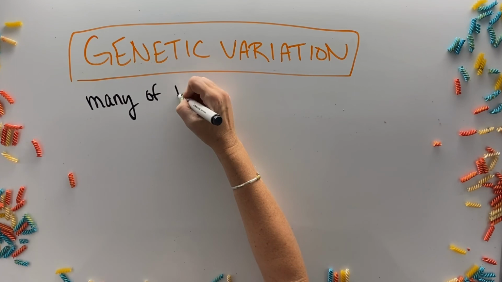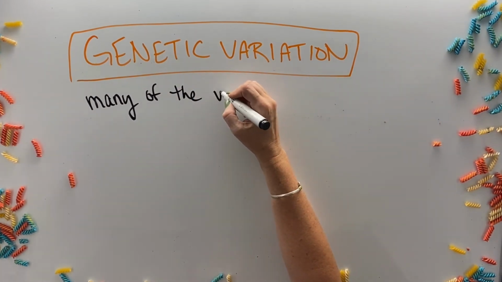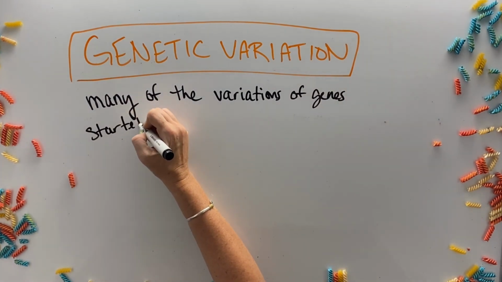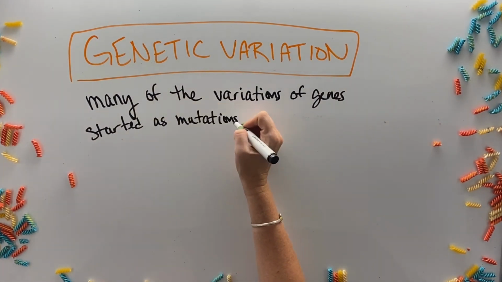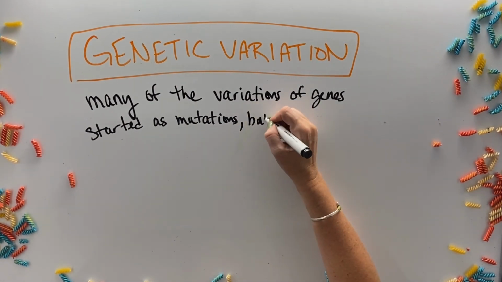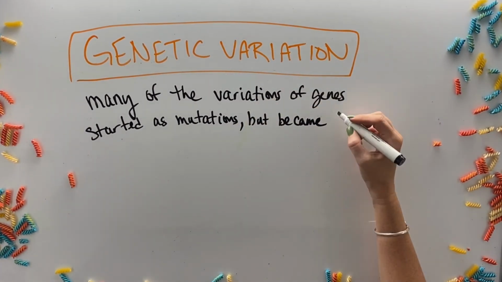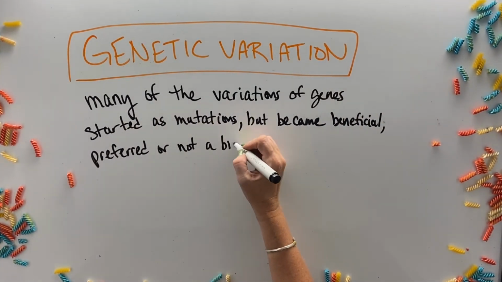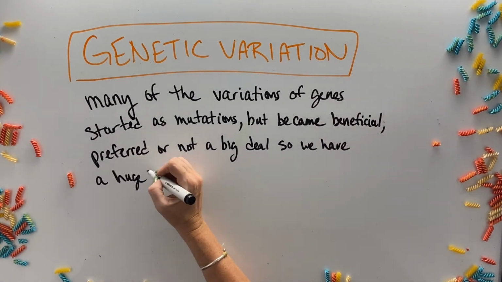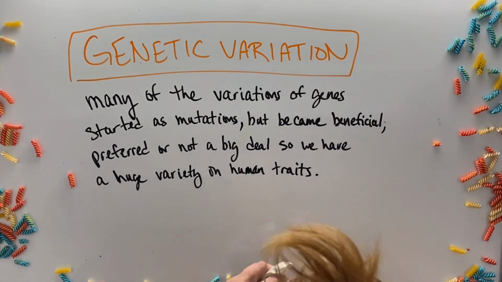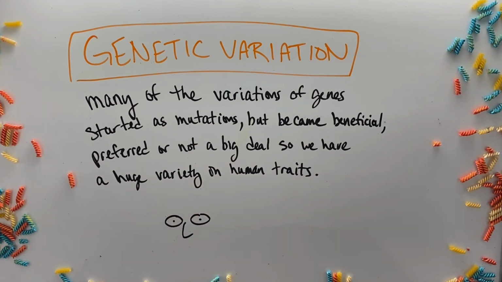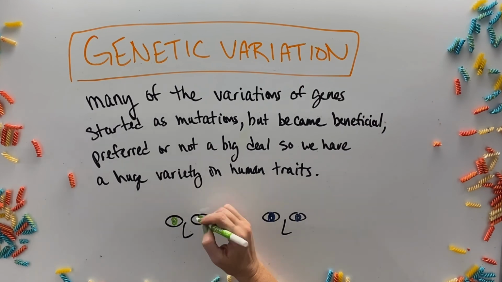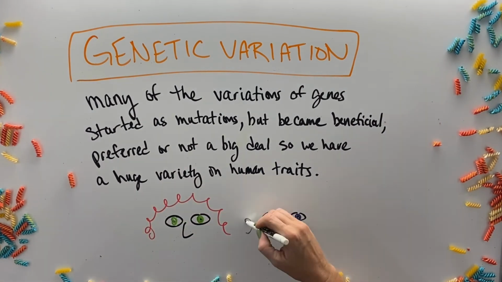Genetic variation is basically our understanding of what is the mechanism that has allowed natural selection to create all of the animals with all the adaptations that allow them to survive in the world that we have today. Many of the variations started out as mutations, they became beneficial or just weren't a big deal, and so all animals and all plants have this variety of traits because they're things that allow them to survive successfully. And some of them are just cool, like people who have curly hair, or people who have blue eyes, or people who have freckles.